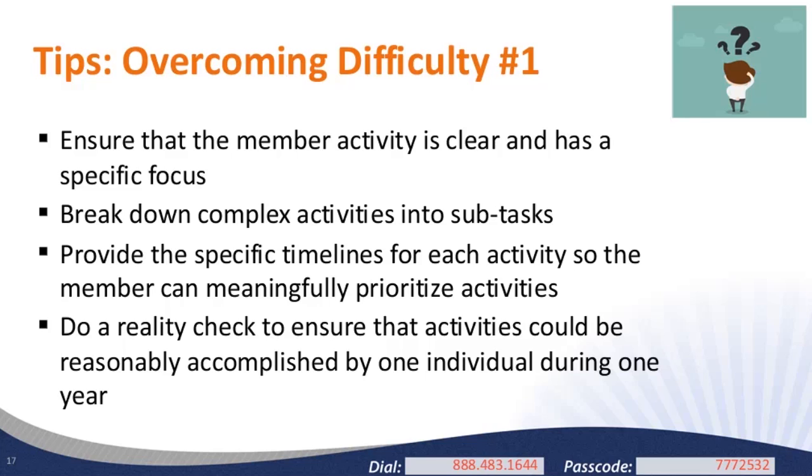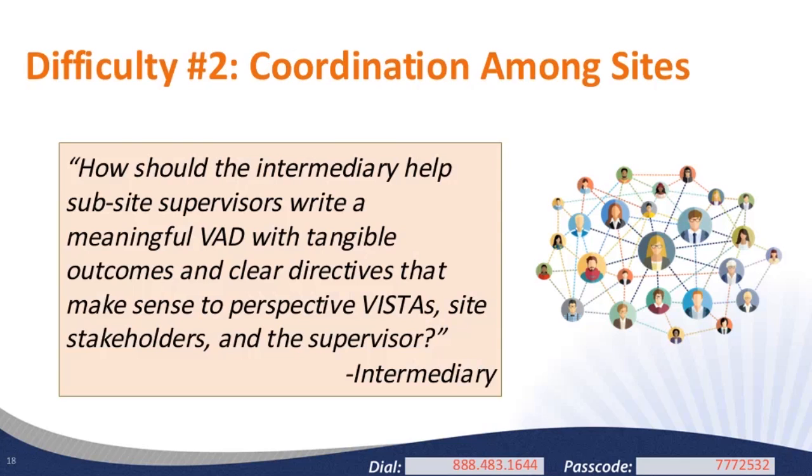And then, honestly, do a reality check to ensure that the activities could be reasonably done and accomplished by one individual during their year. Do this with yourself and then also with the VISTA member when they're finally at site. Have that conversation with them, have it as an open session to be able to discuss their concerns or how they're feeling about this. But doing a reality check is also really important once you've initially developed the VAD. So that's our first difficulty, and Amy is now going to share our second one, which is coordinating among sites. So Amy, you want to talk about that second difficulty?